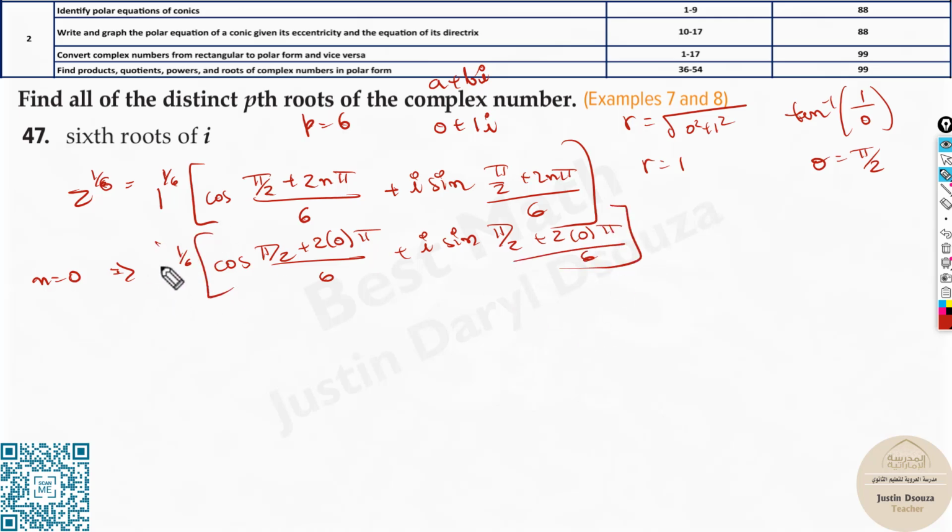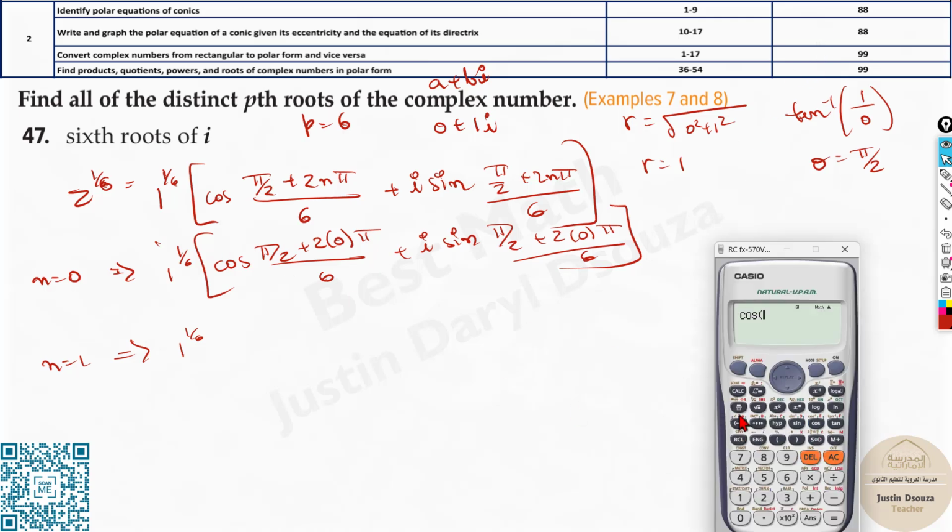I hope they may not give you a long question like sixth root; they might give you maybe a second root or something like that, or 3 roots. That's it. So for the next one, you do n is equal to 1. Here the same thing, 1 by 6. Wherever n was 0, you put 1. So this keeps on changing. And then you just put that in the calculator and solve. Over here, you just solve this entirely in the calculator.